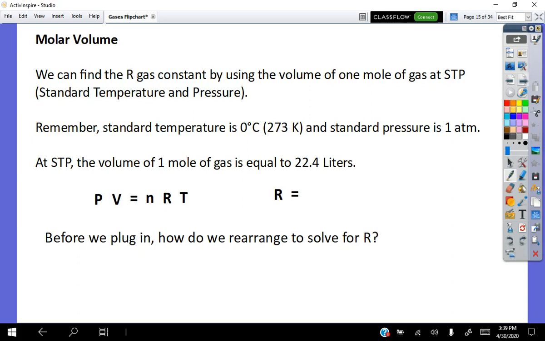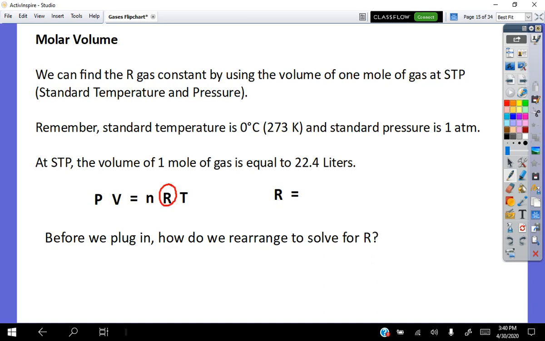As I mentioned before, we can find the R gas constant by using the volume of 1 mole of gas at standard temperature and pressure. Remember, standard temperature and pressure is 0 degrees Celsius or 273 Kelvin, and standard pressure is 1 atmosphere. It has been determined that the volume of 1 mole of gas is equal to 22.4 liters at that temperature and pressure. So first, we need to rearrange our equation so that we can solve for R.